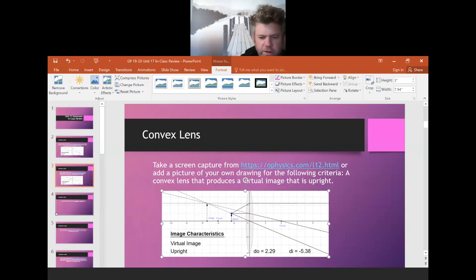So just figure out how you can screen capture that, whether you're using an Apple or a PC or your phone. Or just draw a picture of it, stuff like that off of the simulation. Okay.